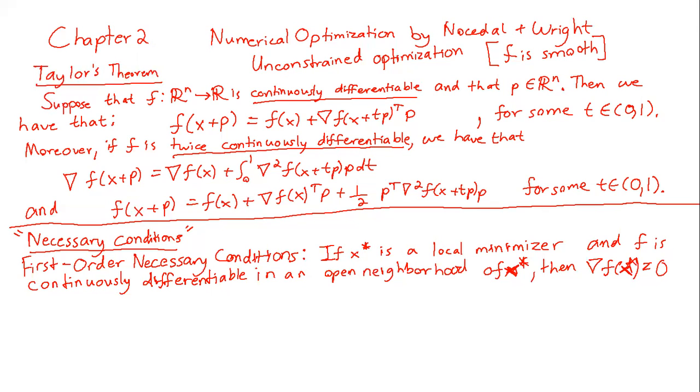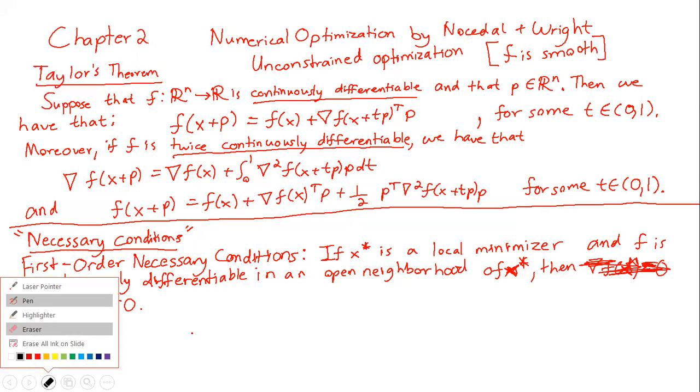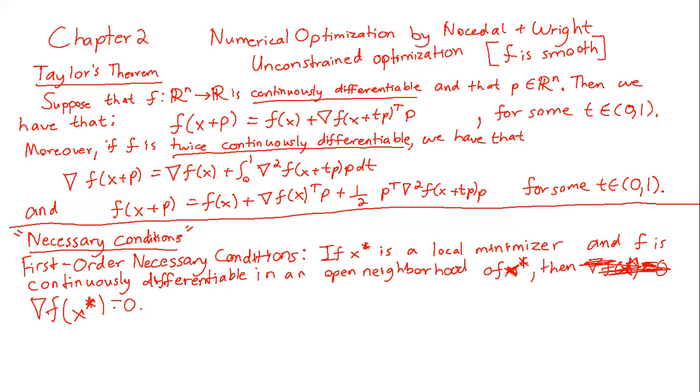As a reminder, what this says is that if x star is a local minimizer, so you already know that part, and also if your objective function is continuously differentiable in an open neighborhood of the optimum, then del f of x star is equal to 0. So that tells you that you need to have your gradient equal 0 at the local minimizer.